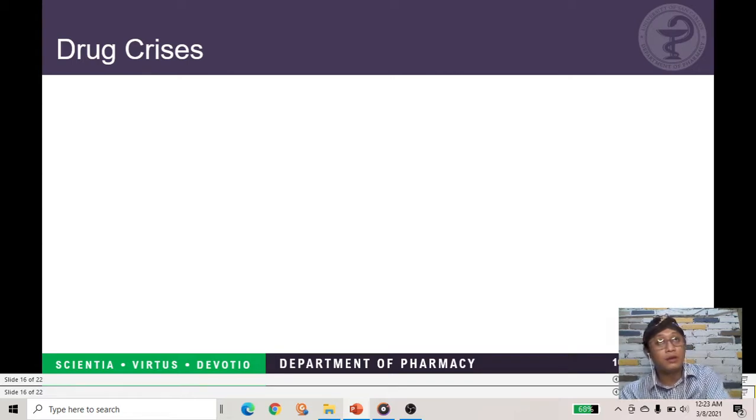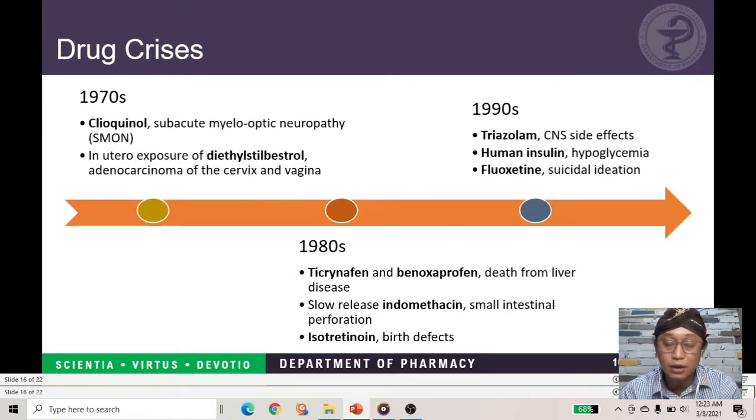As a result of the thalidomide crisis, the regulatory authorities had concerns about some drug crises. Some of them are in this slide. In the 1970s, there was clioquinol that caused subacute myelo-optic neuropathy, and also the exposure to diethylstilbestrol in utero. It means that when a pregnant mother consumed diethylstilbestrol, it failed to prevent.